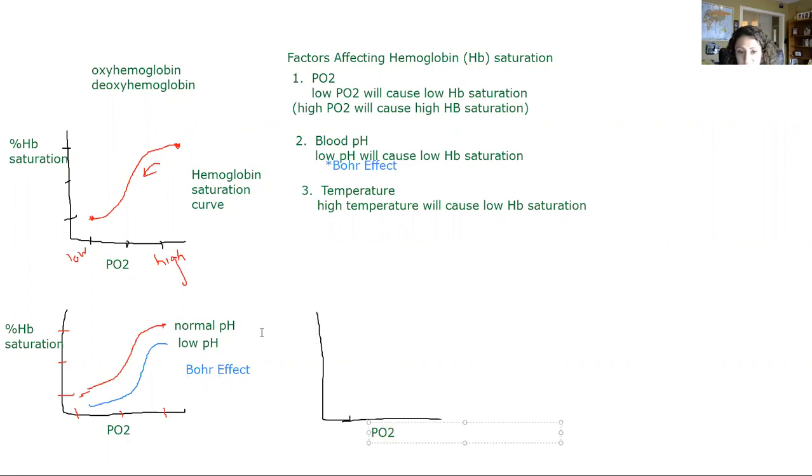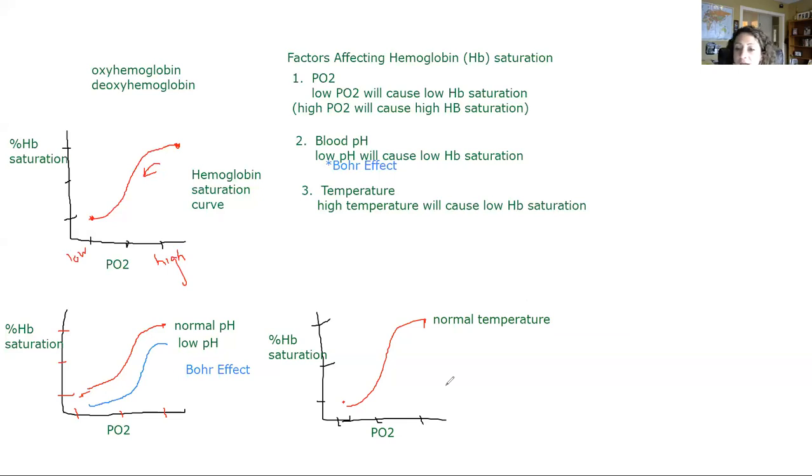PO2 on the x-axis, percent hemoglobin saturation on the y-axis. Low, medium, high, low, medium, high. I'll start out with the same hemoglobin saturation curve here. Okay, and we'll call that normal temperature. Okay, and then I'm going to draw another curve for high temperature.